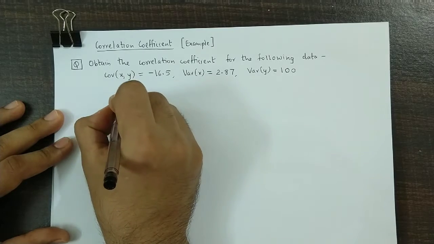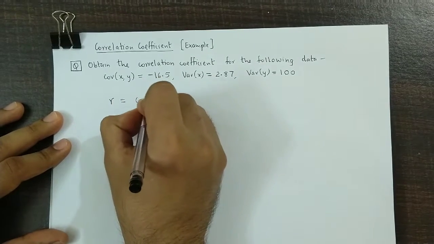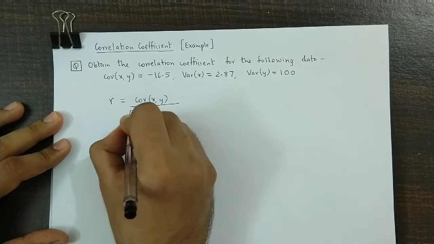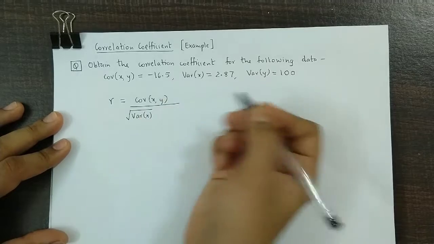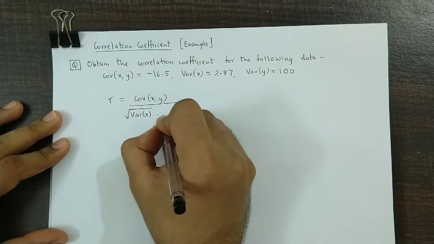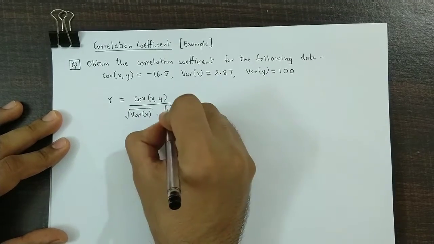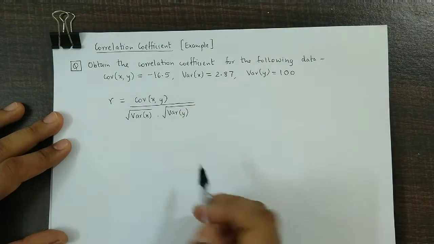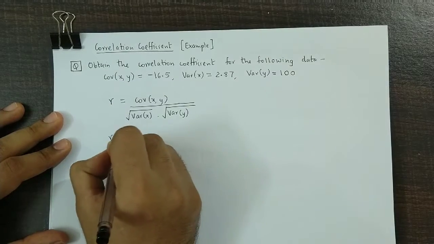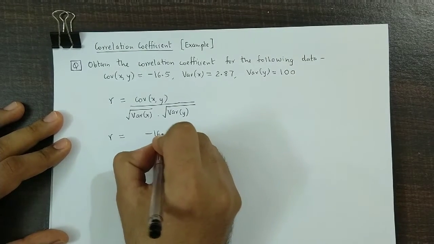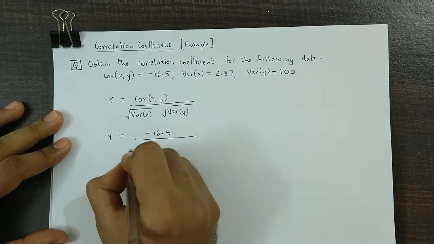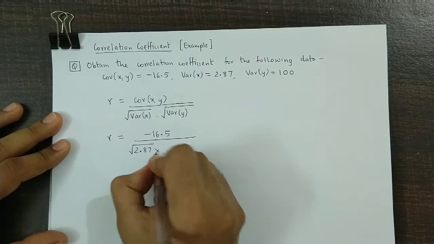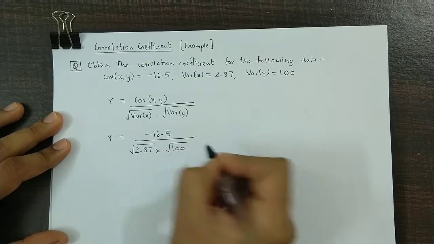Now we know that correlation coefficient R would be calculated as covariance of xy upon root of variance of x, which is actually standard deviation of x, into root of variance of y, that is standard deviation of y. So we substitute the values here. So we have minus 16.5 upon root of 2.87 into root of 100.